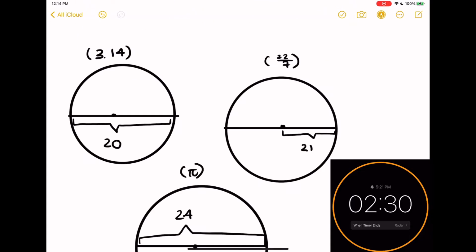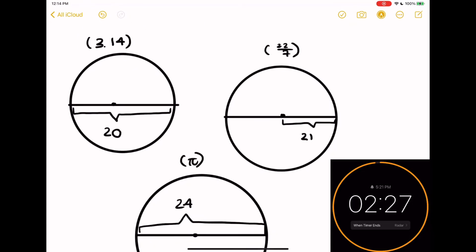So now you are going to find the area of these 3 circles, and the method for pi is written on top. And you can always pause the video if you need more time.